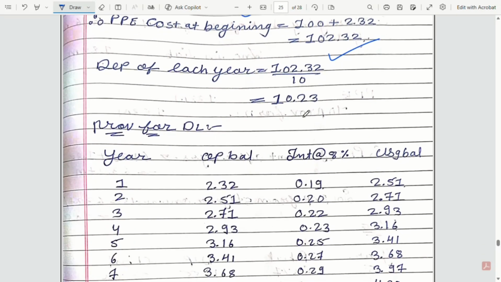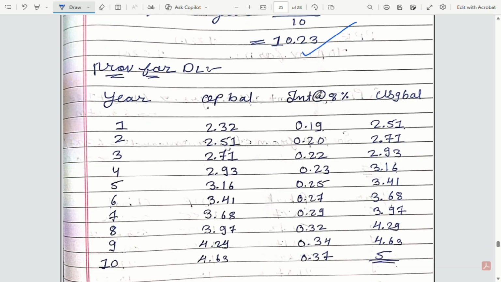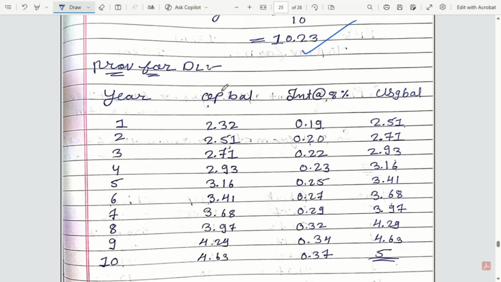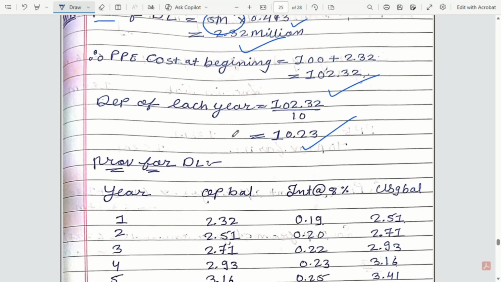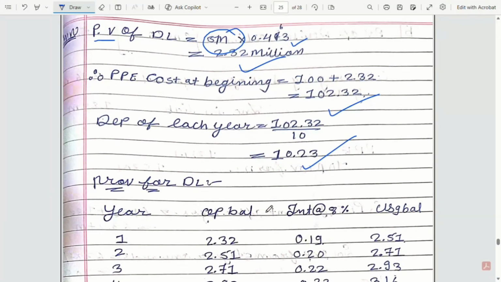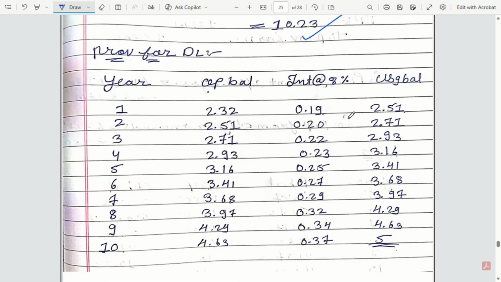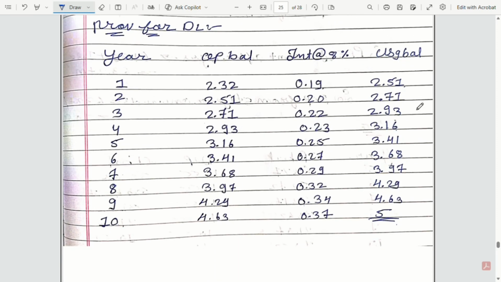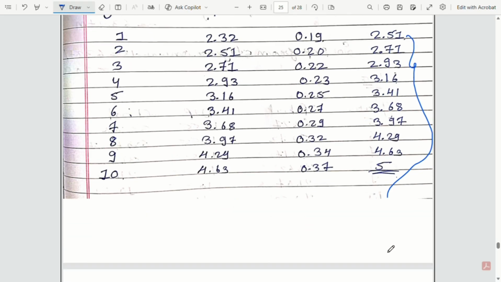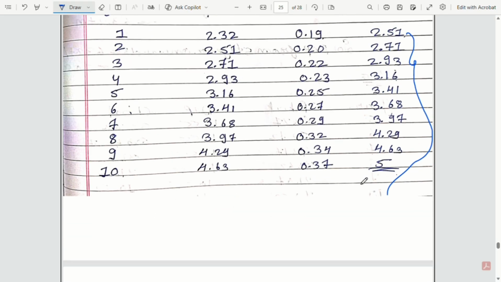So this is the depreciation per annum. We are getting this depreciation by using SLM method. Now the provision for decommissioning liability, look, the present value is 2.32 for the decommissioning liability. On that we will charge interest at 8% every year. So after charging interest we will get this closing balance through 10 years, okay. And look, after 10 years it is becoming 5 million.